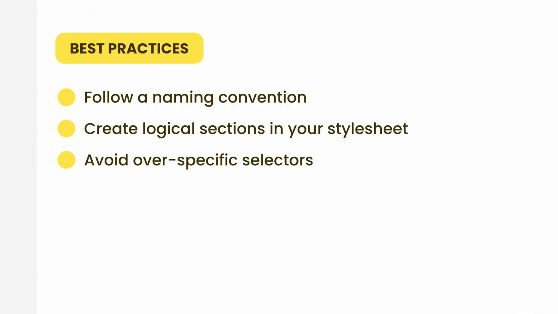Now the fourth best practice, avoid the important keyword. Avoid it as much as possible. If you're using the important keyword, that means you have done something wrong somewhere else. Most likely, you have written an overly specific selector.